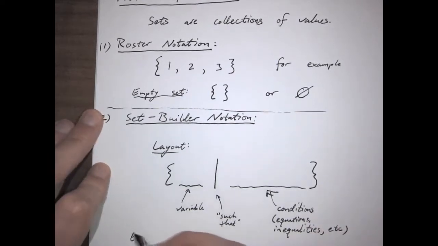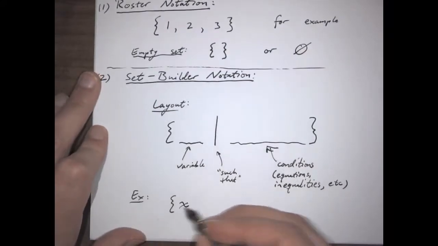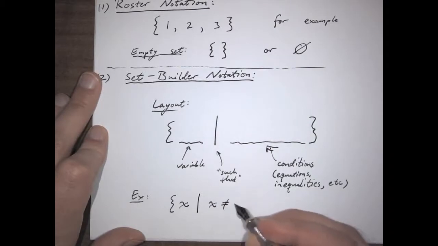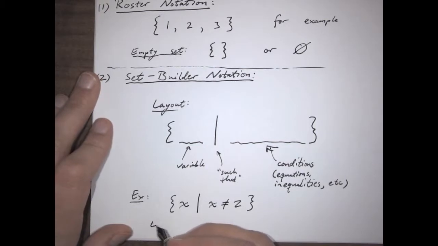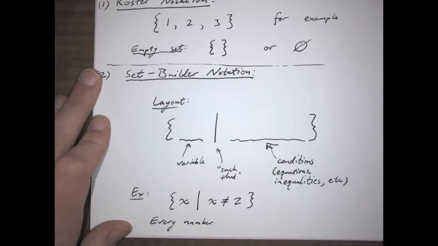So an example of this would be, let's say you wanted everything except 2. You'd say the set of all x, for example, such that x is not equal to 2. So this would mean every number except 2.